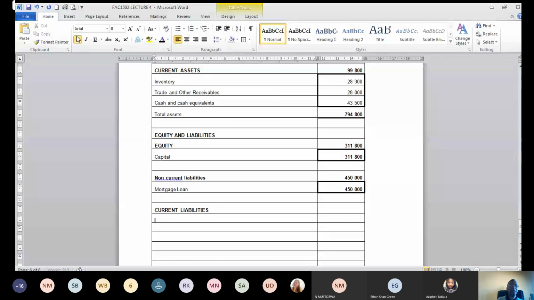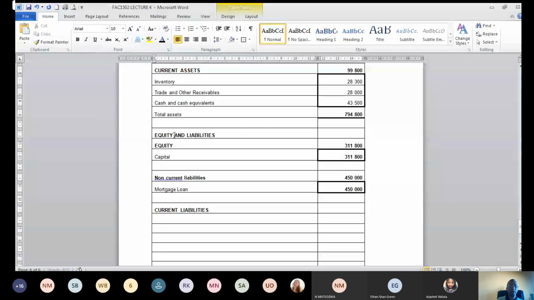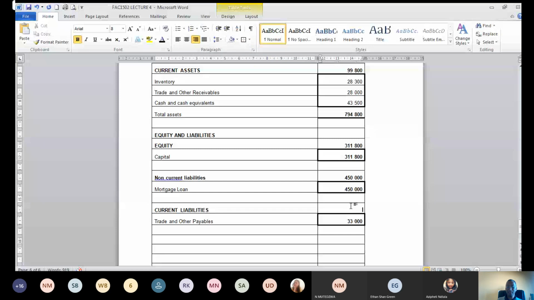We take a look at our current liabilities now. Your current liabilities will consist of trade and other payables. So you will list this as your trade and other payables. And your trade and other payables at this stage consist only of your trade payables, which is the amount of 33,000 Rand. You block that. Your current liabilities in total is now 33,000 Rand.